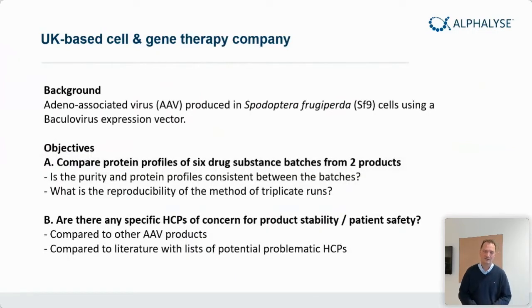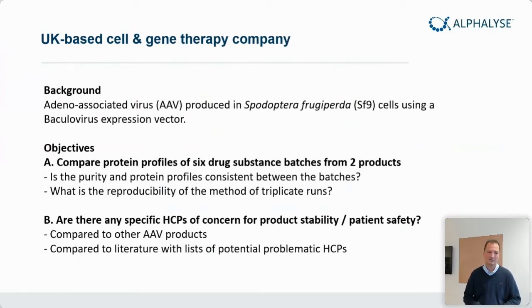And the objective in this project was to compare the protein profiles of 6 different batches of drug substances from 2 different AAV products. So the question is, are the purity and protein profiles consistent between the batches? And they also asked us, what is the reproducibility of your method if we are going to send more samples later on for the same analysis?